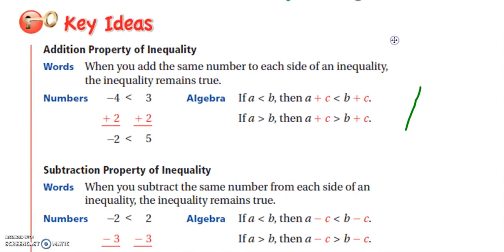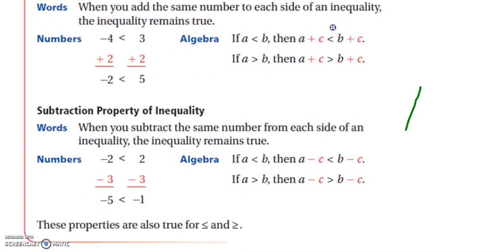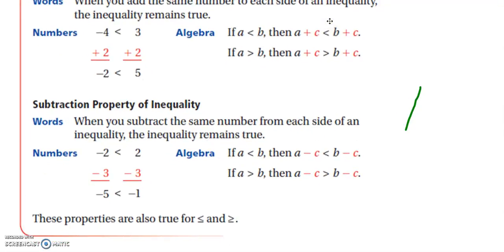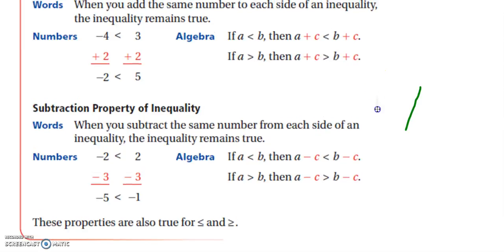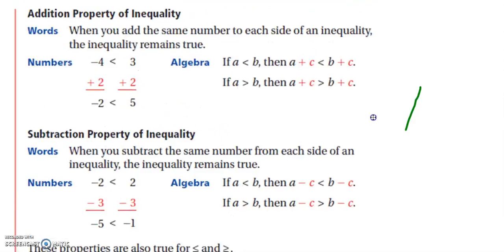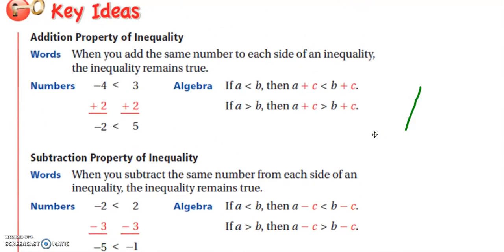So first, we have addition property of inequality. When you add the same number to each side of the inequality, the inequality remains true. So what you do to one side, you can do to the other, and it's still the same. And then subtraction property of inequality. When you subtract the same number from each side of an inequality, the inequality remains true. And that's the same thing. And we've heard this with equations, so that makes sense because they're very, very similar, like I said.